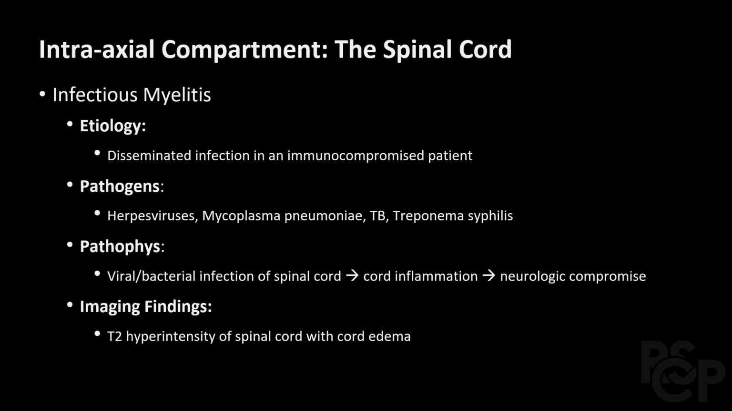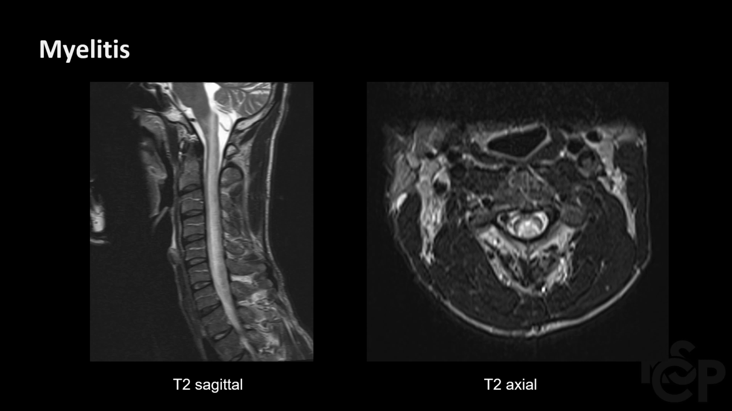with cord edema. So here we have a couple representative images of myelitis. This is a patient with HSV myelitis who had AIDS. We see on the left-hand image this long segment T2 hyperintensity located throughout the cervical spinal cord. And on the right-hand axial image, we see evidence of cord edema, both consistent with the findings seen in infectious myelitis.